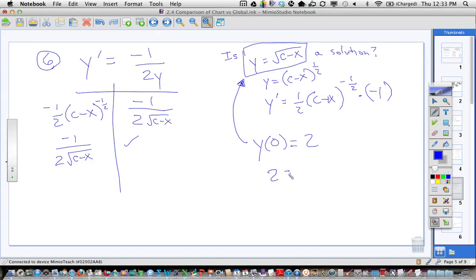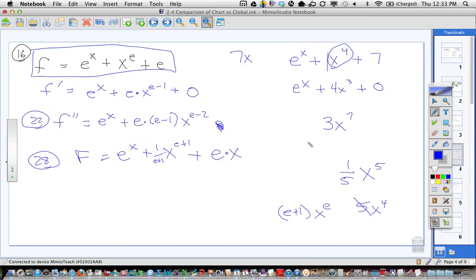So I would have 2 equals square root c minus 0. Then what? Put a 0 for x, a 2 for y. Square both sides. Now, whenever we do initial value problems, people always want to stop here. It feels like you're done, right? This is what in algebra, when you got the c equals 4, you were usually done, right?